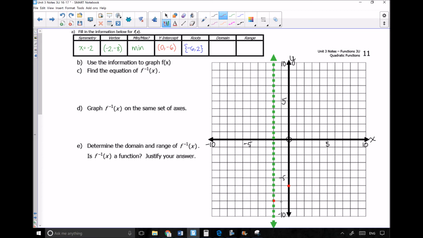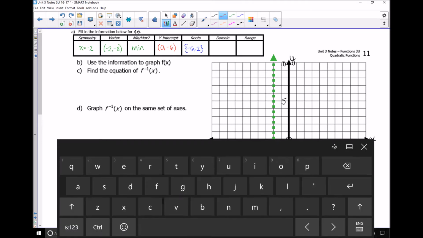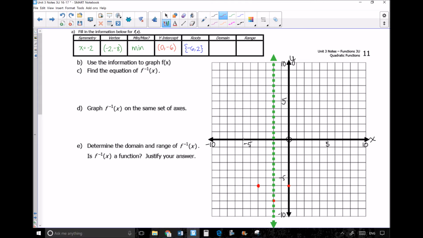And because this is 2 to the right of my axis of symmetry, I also know that 2 to the left of my axis of symmetry will also have a corresponding y value of -6 because it's symmetrical. Okay, I also know that my roots are going to occur at -6. So right here, I have a root at -6, and I also have a root at 2.